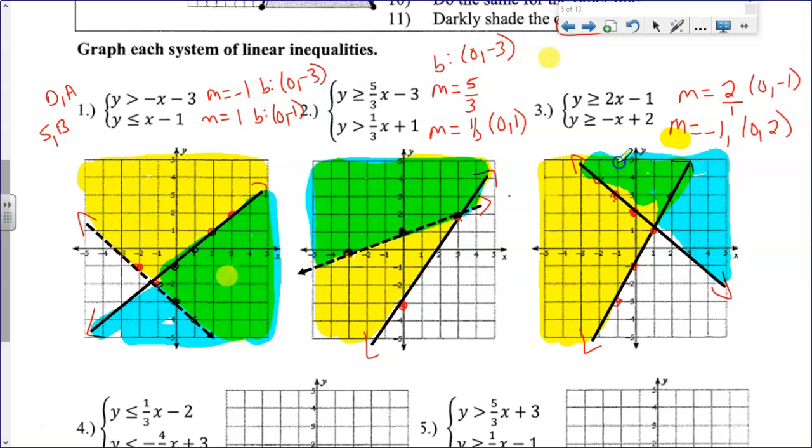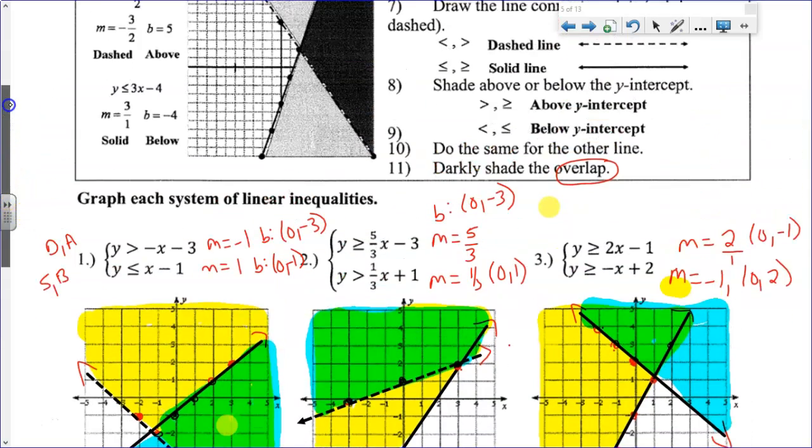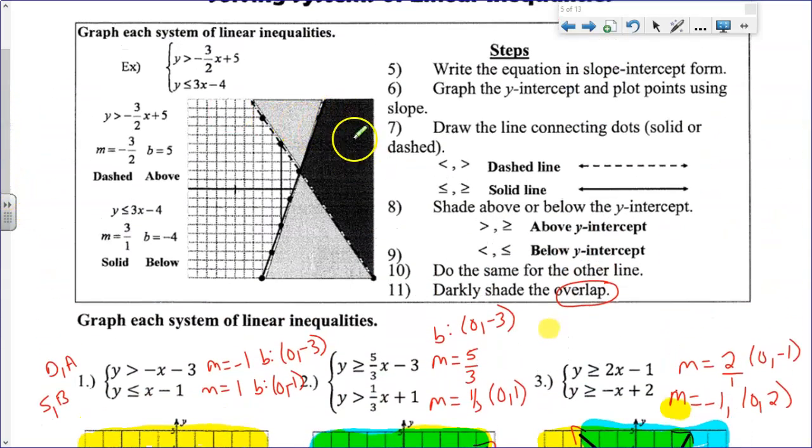So notice the only part that is green is in here. This is not part of the solution, only the overlapping part. If you're doing it with your pencil, it would be the darker shaded area.